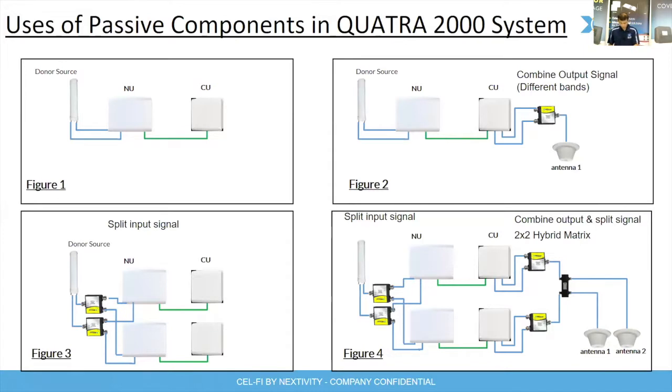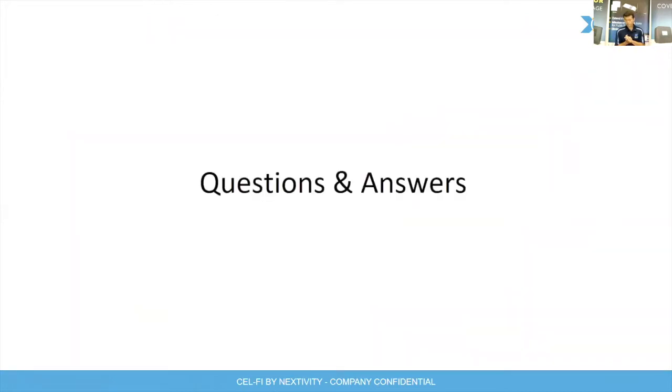Right. So we have discussed the use of passive component on the GO and QUATRA 2000 system. Of course, what we discussed is just a few ways and a few very simple fundamental examples. But you can actually take this concept and then expand it out. But as I like to remind you again, always take care of your link budget, right? So we are coming up to the next section, which is the question and answer. If you got any question, you can type in the dialog box, or you can actually ask George about it.